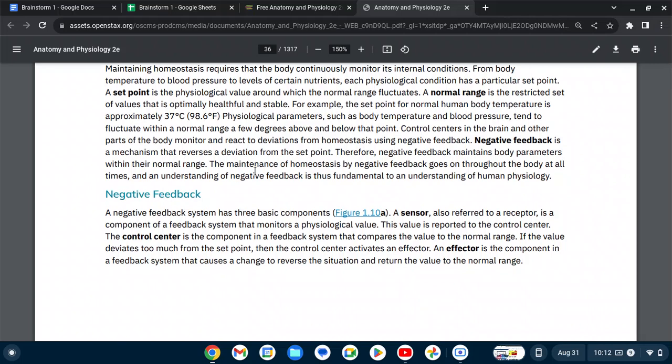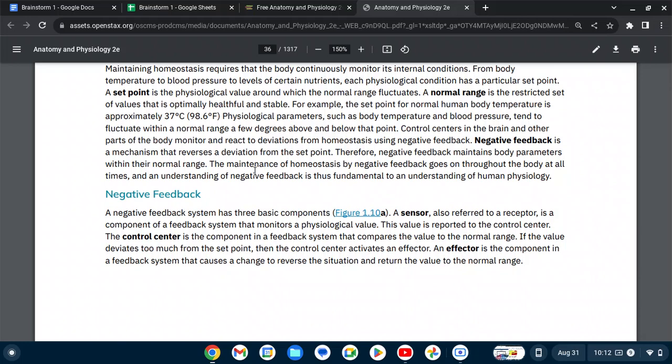Maintaining homeostasis requires that the body continuously monitor its internal conditions. From body temperature to blood pressure to levels of certain nutrients, each physiological condition has a particular set point. A set point is the physiological value around which the normal range fluctuates. A normal range is the restricted set of values that is optimally healthful and stable.